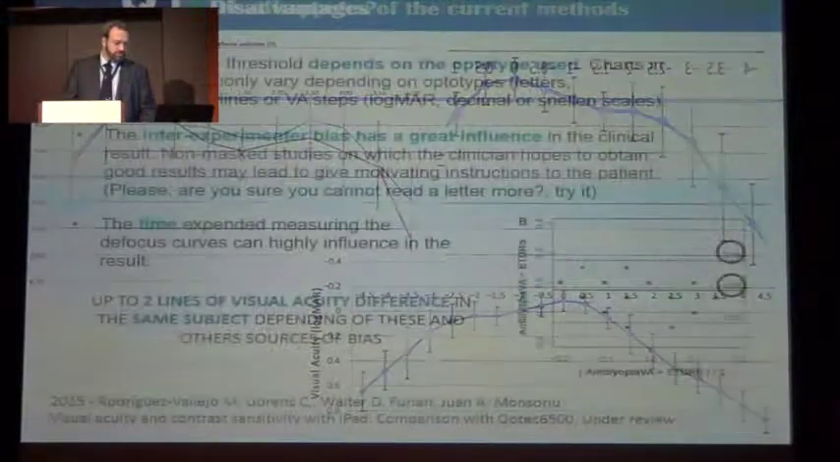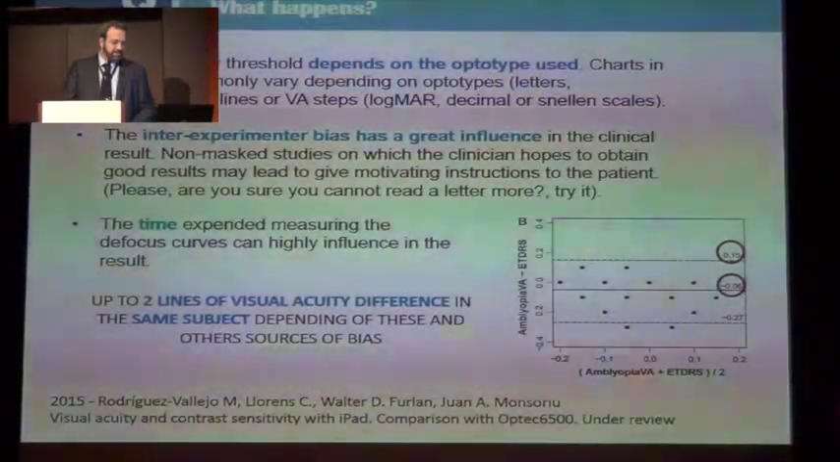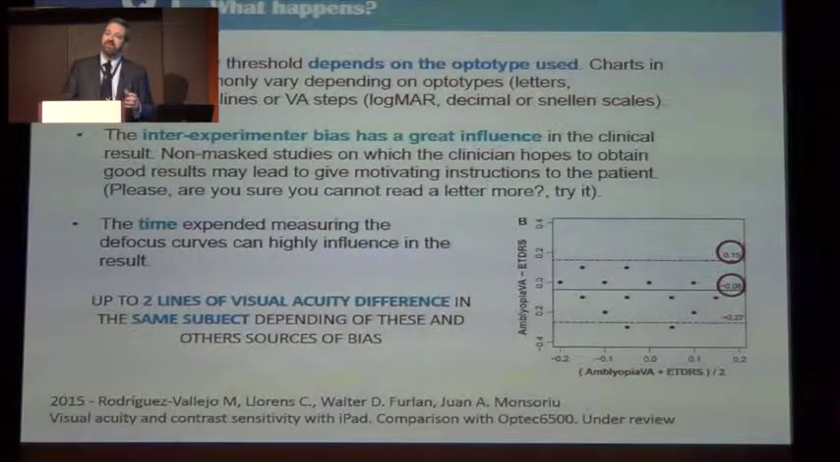So, as a conclusion, we cannot put all our faith in the defocus curves that have been published. But what is the reason? The reason is that visual acuity depends on the optotype usage. Also, the examiner has a great influence. It's a very big influence that depends on the explorer. Also, the time spent, because you can push your patient in order to identify the optotypes.